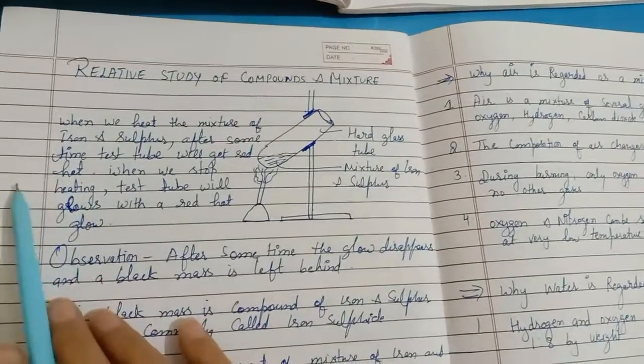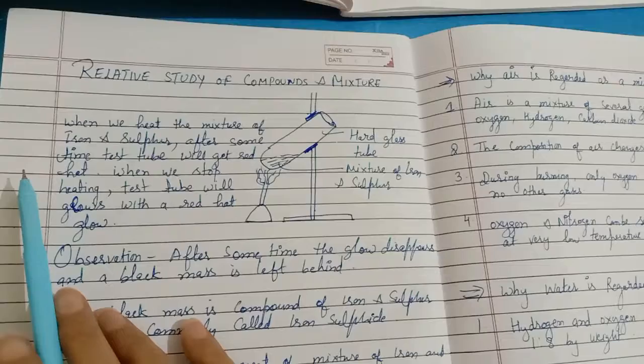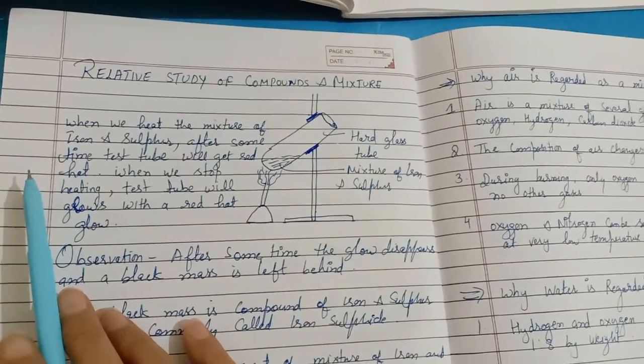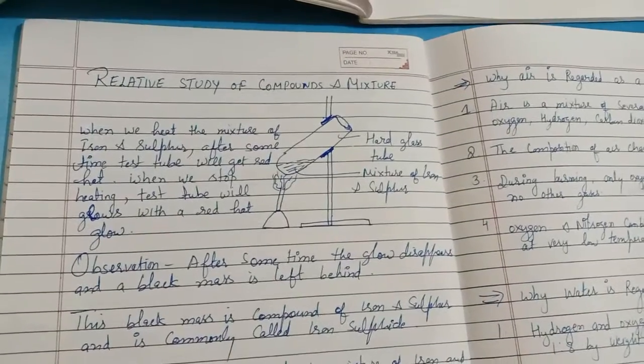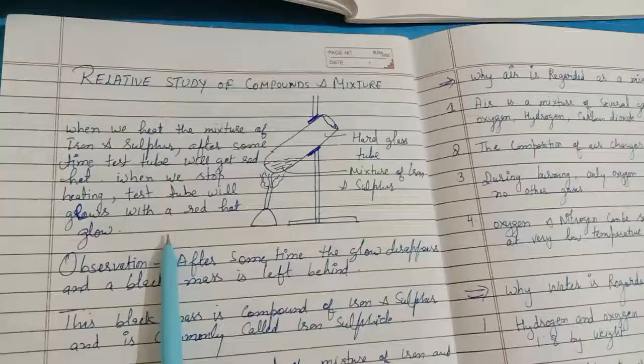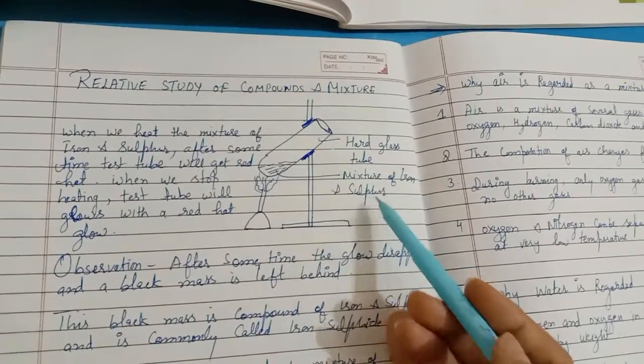Good evening, students. We were doing the second unit of the second chapter, that is pure substances, compounds, and mixtures. So we are going to start a new topic, that is the comparative study of compound and mixture. In the test tube, we are taking a mixture of iron and sulfur.